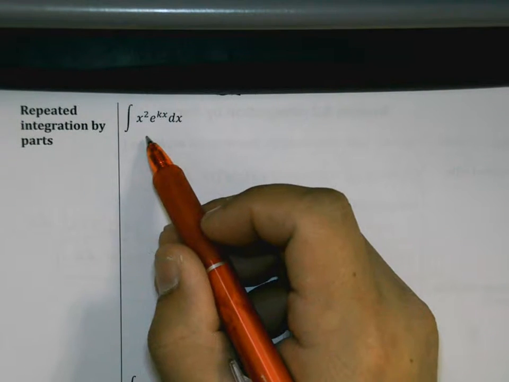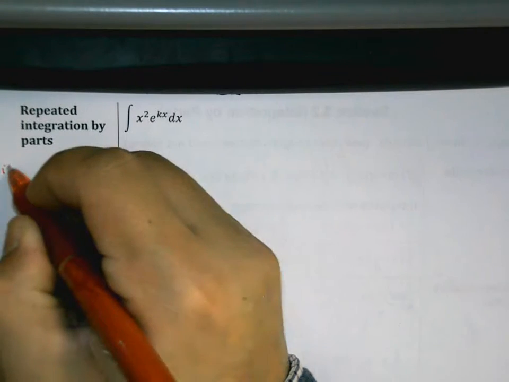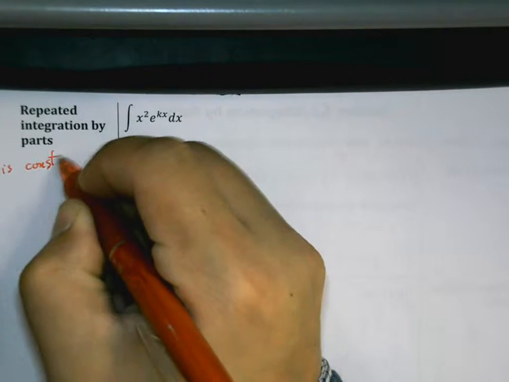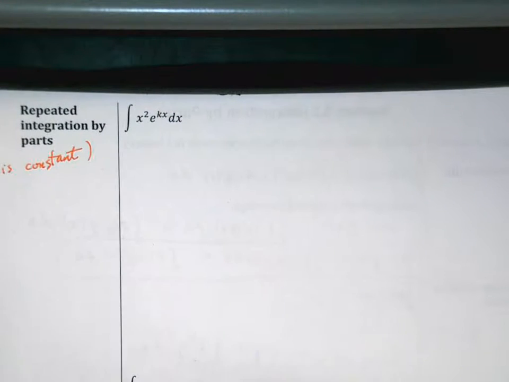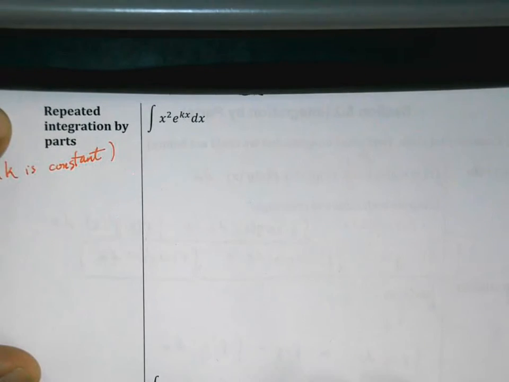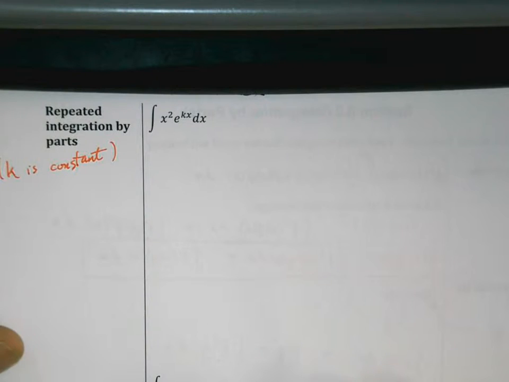This time it's x squared e to the kx, and I should make a note here: k is a constant. That should have been given in the problem. I apologize for the omission. Alright, so we can assume that k is some constant.